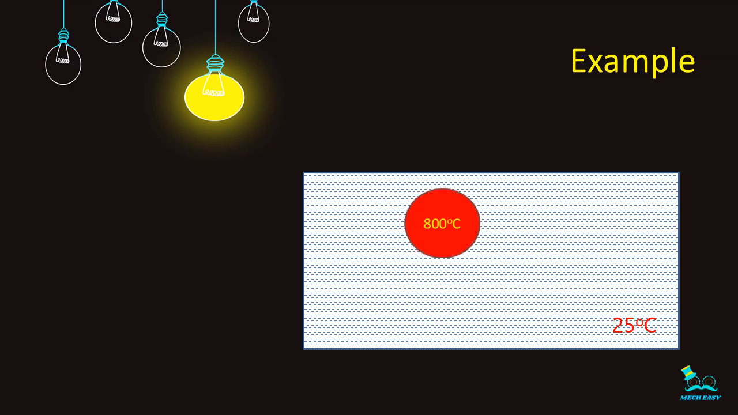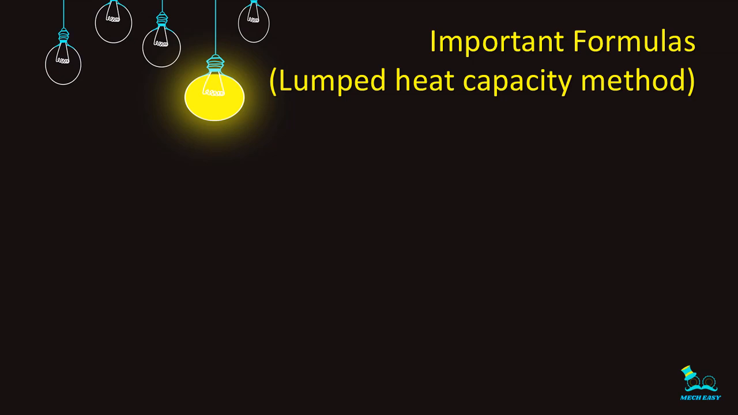Now we can say that the temperature of this metal sphere will decrease with time. After some time it will become 700 degrees Celsius, after some time 500 degrees Celsius, then after some time 300 degrees Celsius, and it will become 100 degrees Celsius. Now we can say that the temperature of this metal sphere is changing with respect to time. So this is a case of unsteady state heat transfer, or we can say transient heat transfer. Now we will see some important formulas of the transient heat transfer or unsteady state heat transfer.